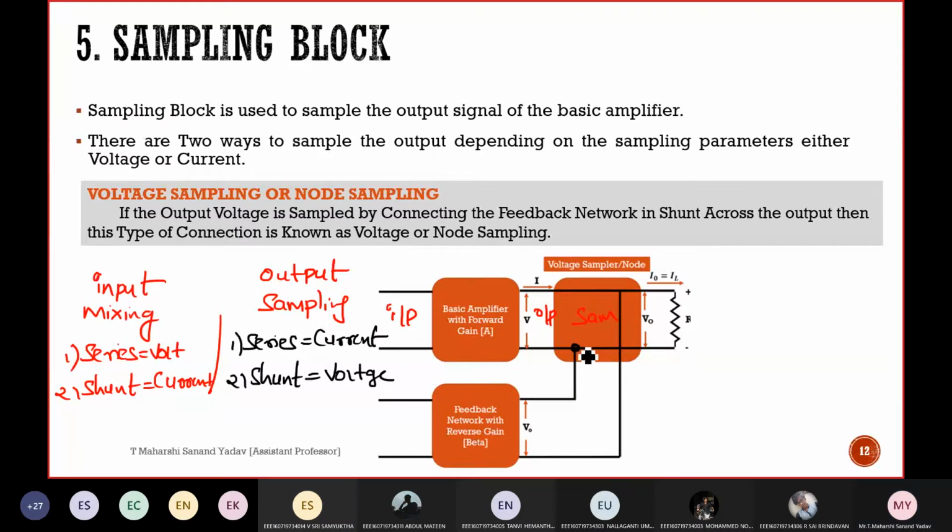See here. Is this shunt or series? Shunt, sir. Tapping is taken. If it is shunt, is it voltage or current? Voltage. So that's why it is called voltage sampling. Clear? And however, there are two nodes, so that way it is also called node sampling. So better remember only the input mixing part so that you can do the vice versa for that part.